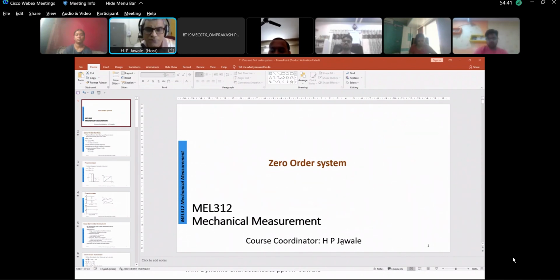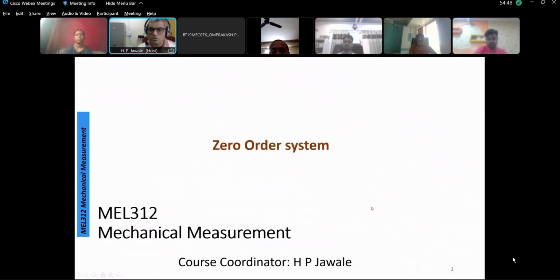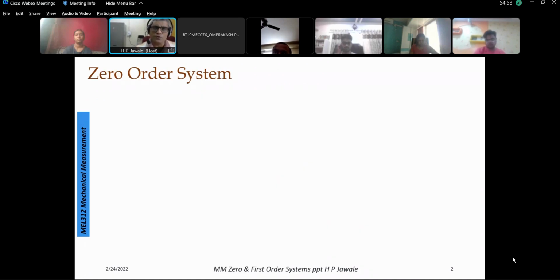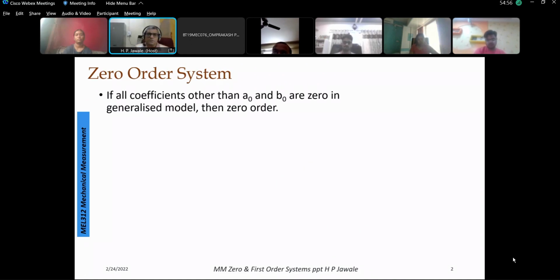Let us consider now the zero and first order systems. Based on the mathematical model, we are going to classify them into the zero order system and the first order system. I think this is very simple to understand. For a zero order system, all coefficients other than the constants A0 and B0 are 0 in the generalized model. Thus these kinds of systems are called zero order systems. On applying the condition that all other constants are 0, other than A0 and B0, we call that zero order.